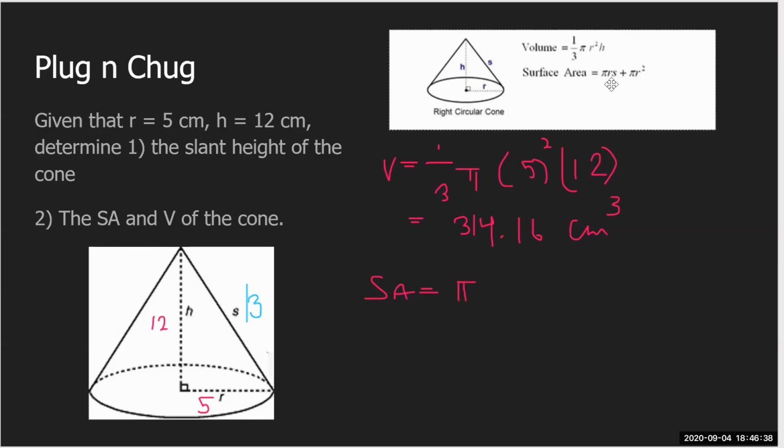We can input that into the formula, pi times 5 times 13 plus pi times 5 squared, which would give us 282.74 centimeters squared.